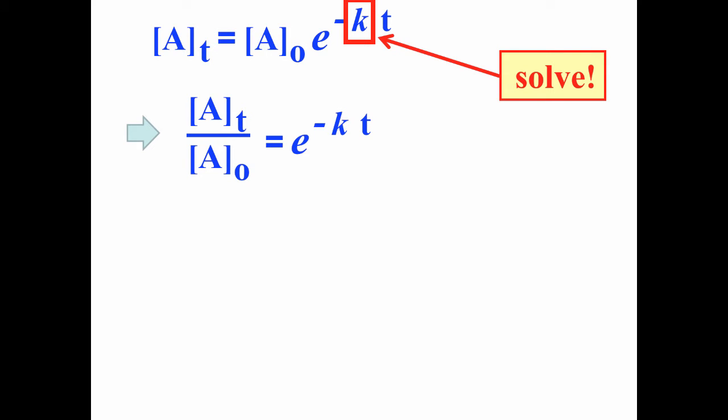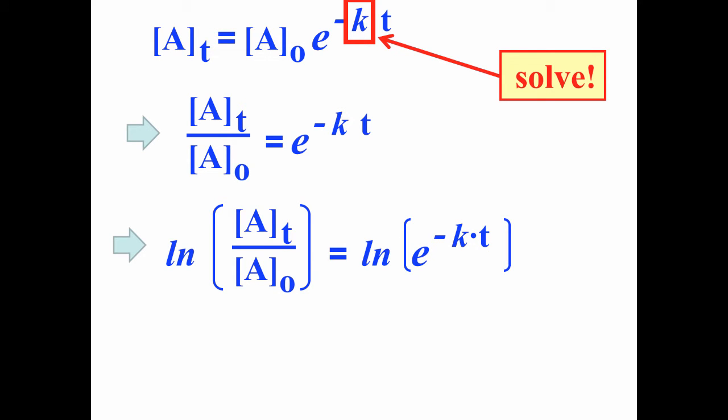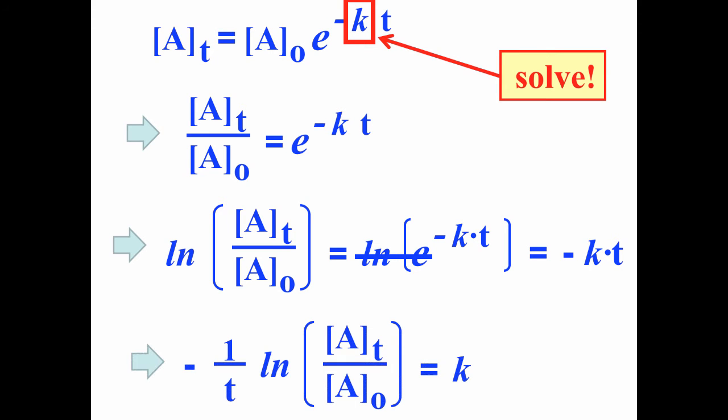So divide both sides by A at time initial, or time 0. Then take the natural log of both sides, which undoes the exponential. And then ln of A at time t over A at time 0 is equal to negative Kt. And divide both sides by t and of course a negative, and that lets you solve for K.